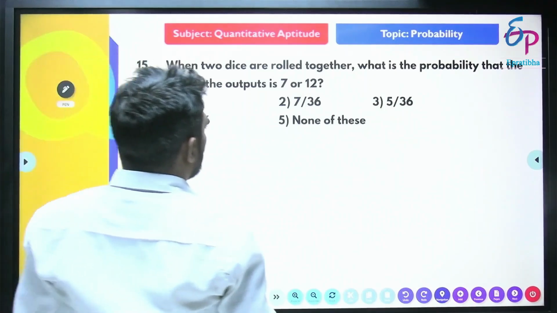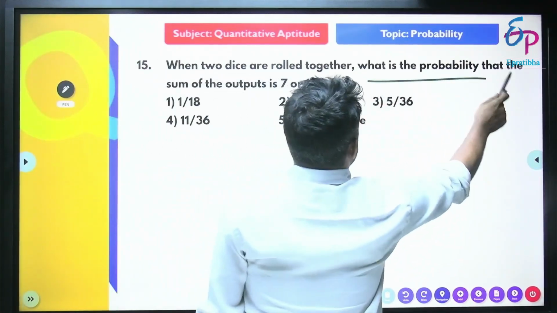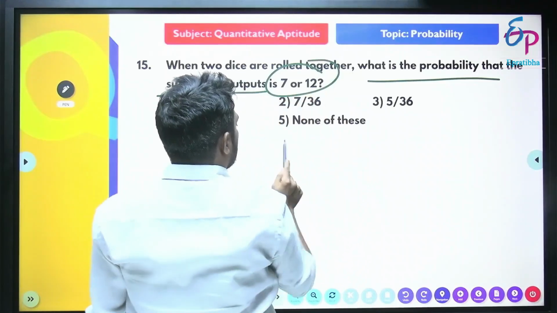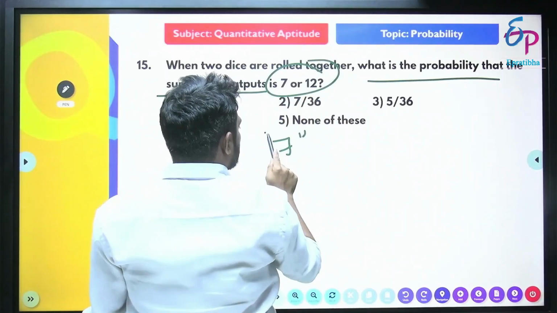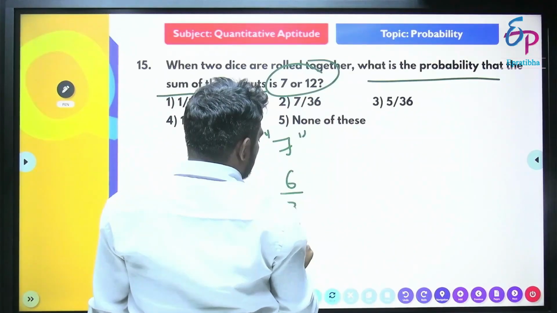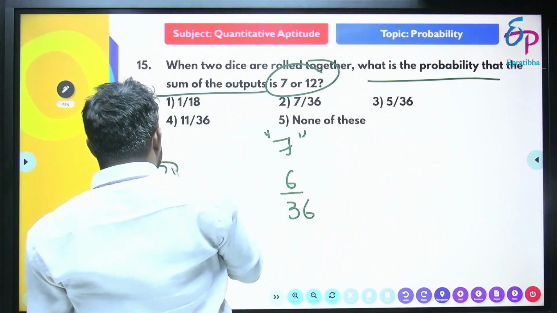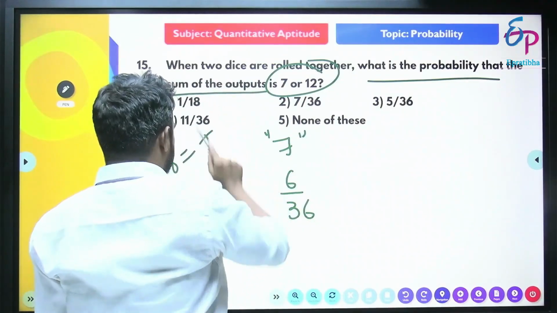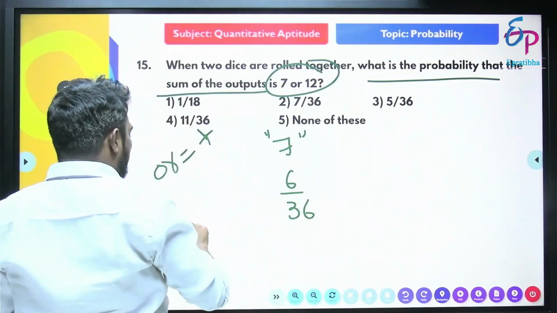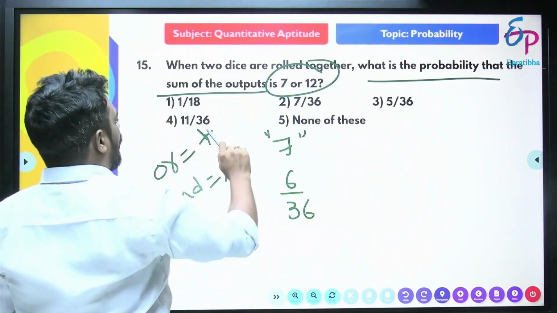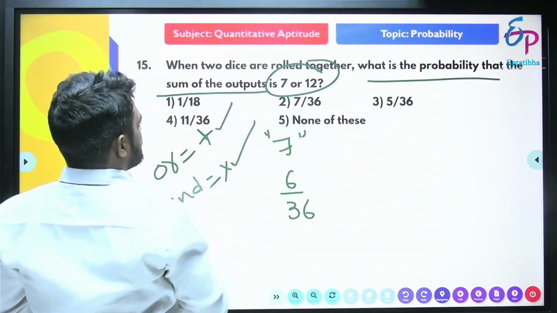When two dice are rolled together, what is the probability that the sum of the outputs is 7 or 12? Whenever it is 7, what exactly? 6 by 36. Or means in a probability, we have to write it as plus, and we have to write and as the multiplication symbol. Or is plus and and is multiplication.